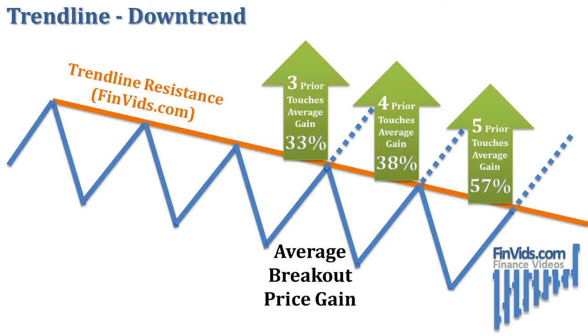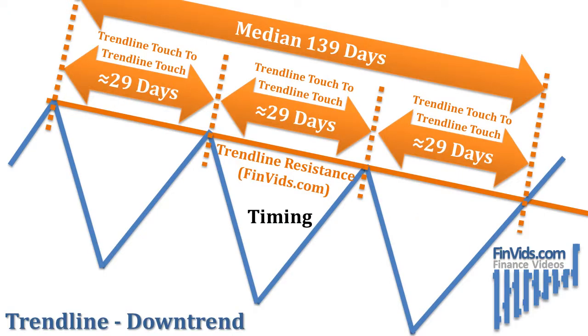Now, Bulkowski offers 3 average breakout price gains depending on the number of touches. As you can see from this slide, the more touches of the trendline resistance, the higher the average maximum gain is. The average time space between trendline touches in a downtrend is approximately 29 days, and the median time before a breakout to the upside is approximately 139 days.